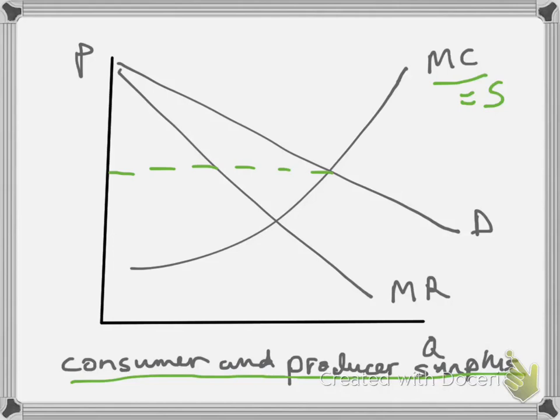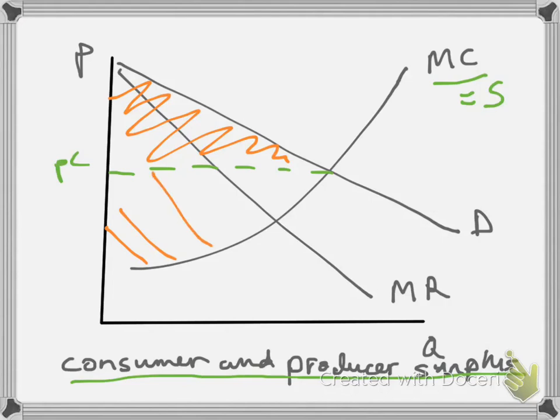So we have our equilibrium price in the competitive situation, and we can then measure how much is consumer surplus, the area above the price below the demand curve, and producer surplus, the area above the marginal cost curve, below the price. So that's consumer surplus and producer surplus.